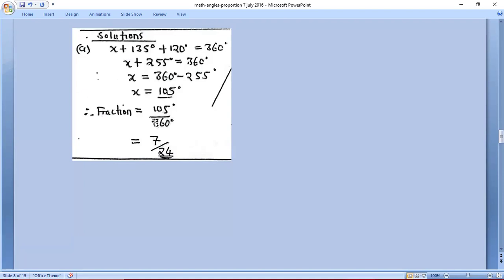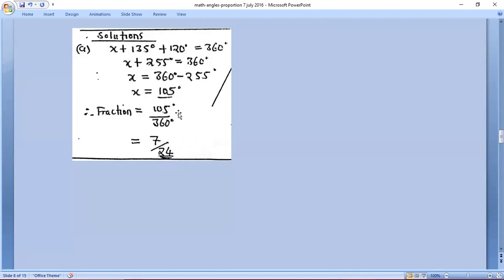But no problem, even if you don't really find the highest common factor, you just have to keep on simplifying by finding the next common factor until you cannot find any more common factors. Then that means your answer has been simplified. Because we normally want this answer in its simplest form for full marks. If you leave it at 105 over 360, it might not give you full marks.